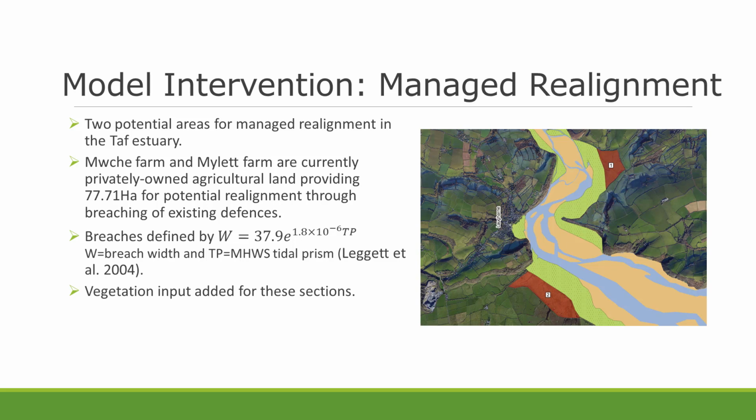The 2 farm sites are historic reclaimed salt marsh sites and thus provide good potential for the creation of new salt marsh. Following standard practice, the sites are breached to allow the inflow of water, with the breach width defined in relation to the increase in tidal prism that each site provides. Vegetation input is also added to each of these areas, representing the future situation where salt marsh is established within the site.